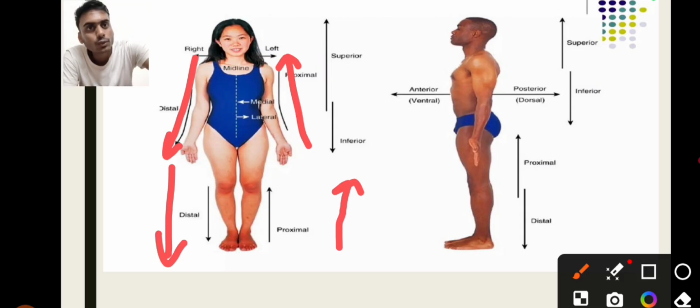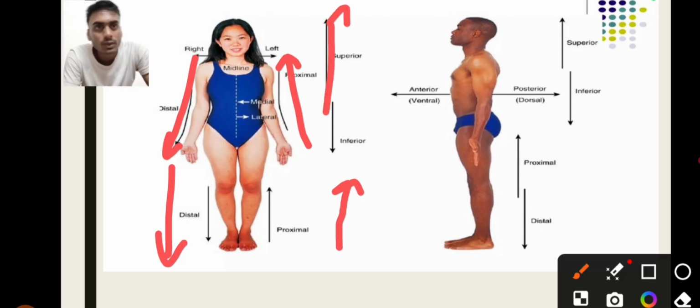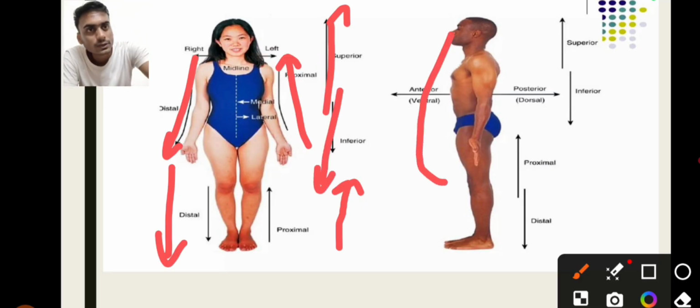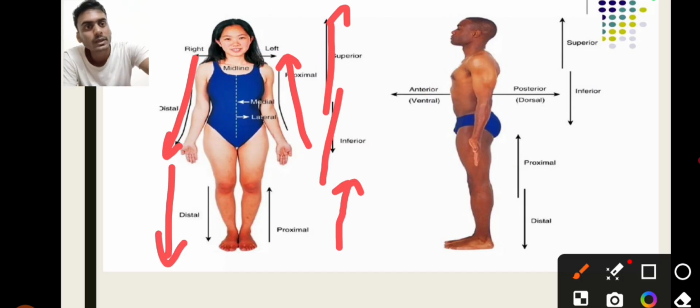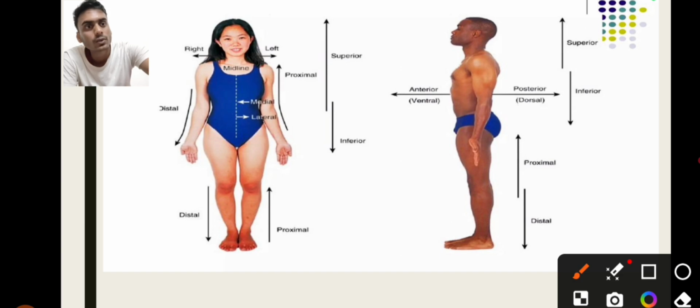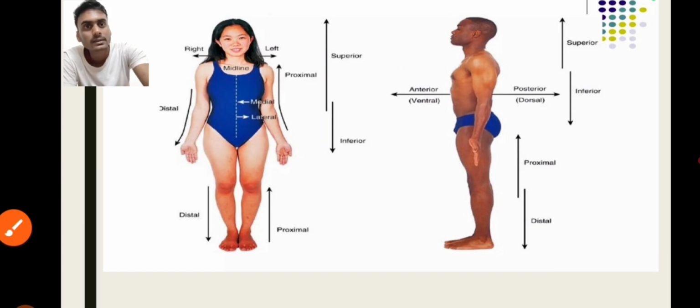If you move toward the upper part of your body, it is superior. If you move down, this is inferior. The front part of your body is anterior, and the back part of your body is the posterior part. I hope you can easily understand these basic anatomical terms. Now we go to the next slide.